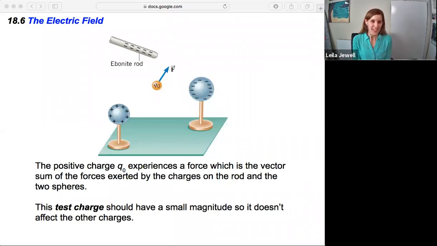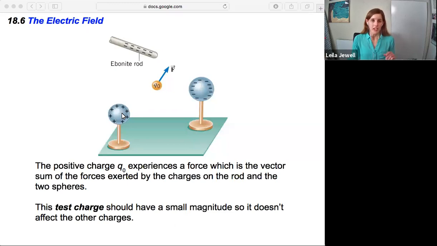Section 18.6, the electric field. Now, before we get into what the electric field is, let's first imagine a scenario where we have a bunch of charged objects. So we have this rod that has negative charges, maybe from rubbing on the fur. There are these other two metal spheres that each have their own charges. One of them's negatively charged, the other one's positively charged.